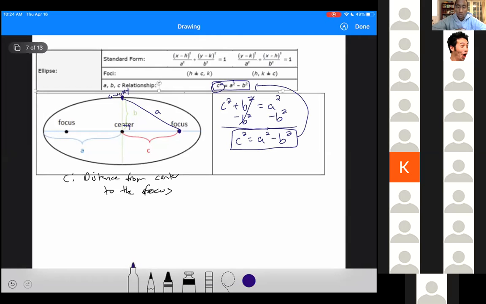I always like to show you why the formula is there, not just start using the formula, so you can try to understand conceptually what is going on. So C squared equals A squared minus B squared. That's where that's coming from. You have to remember that it's given to you in the formula sheet. You have to remember the relationship between A, B, and C because it will help in a problem.